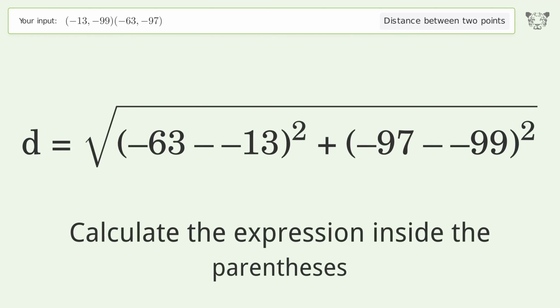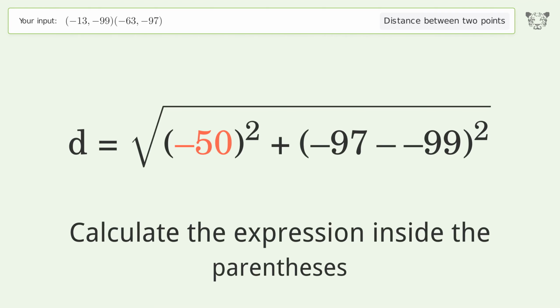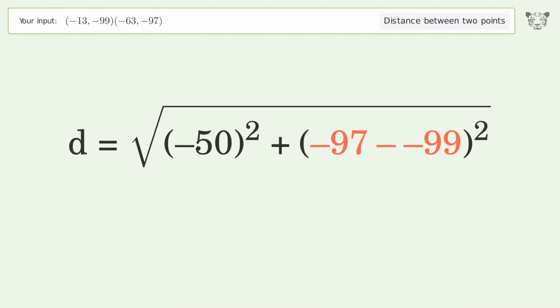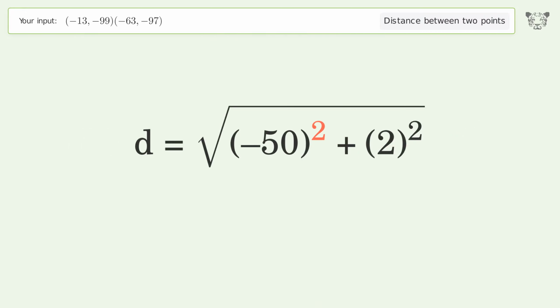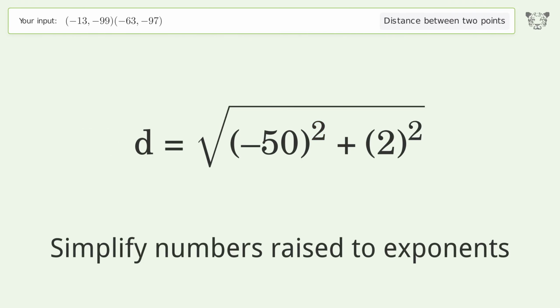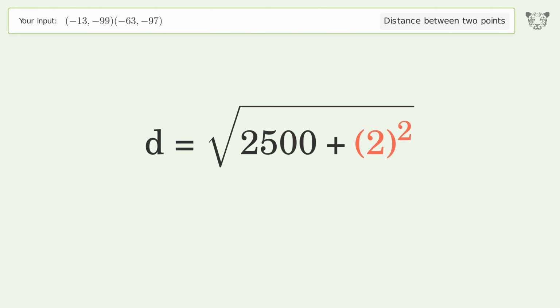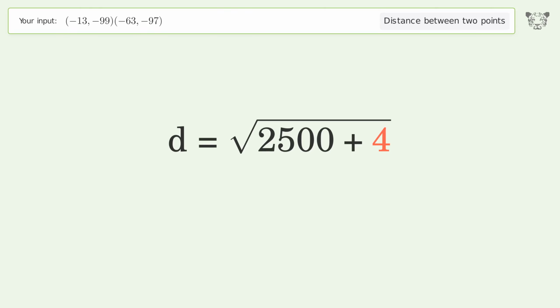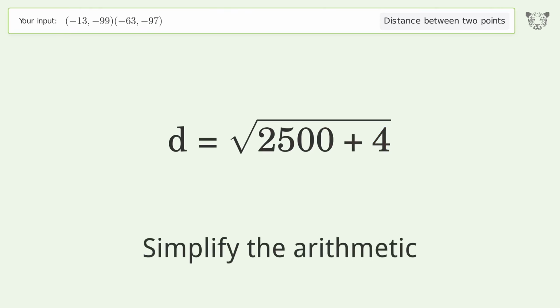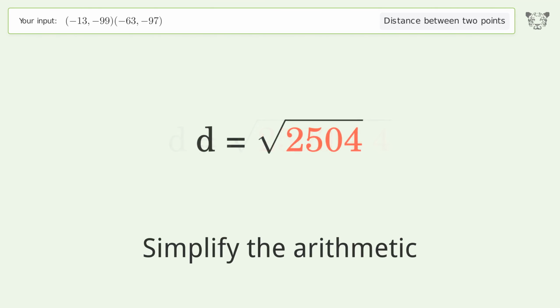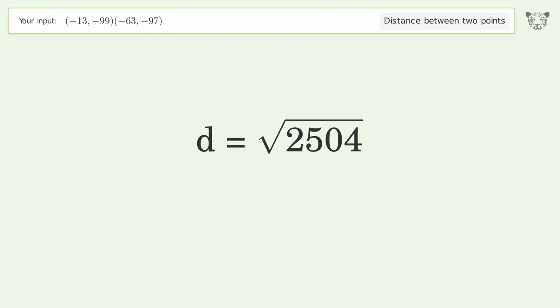Calculate the expression inside the parentheses. Simplify numbers raised to exponents. Simplify the arithmetic. And so the distance between the 2 points is the square root of 2,504, or 50.04.